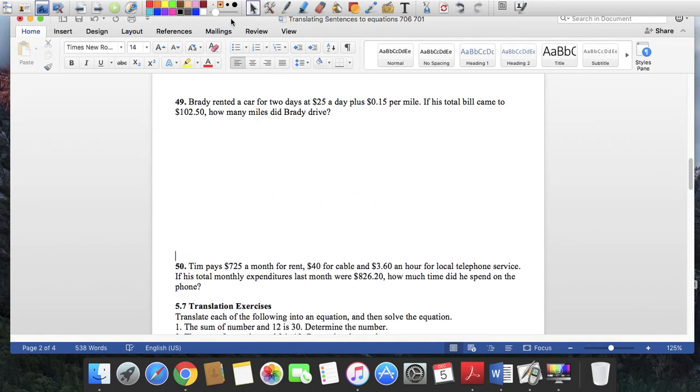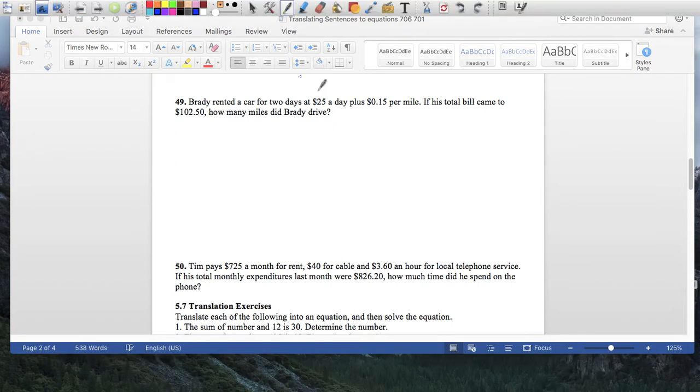Number 49. Brady rented a car for 2 days. Didn't we do this problem? Plus 0.15 a mile. His total bill came to 102.50. How many miles did Brady drive? Okay. So there's two parts. So the total here is 102.5.